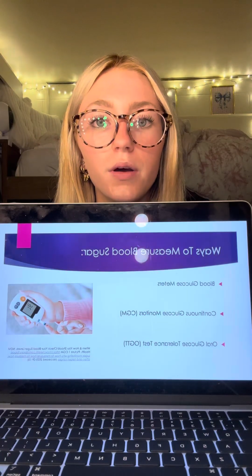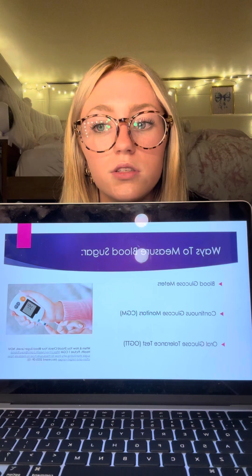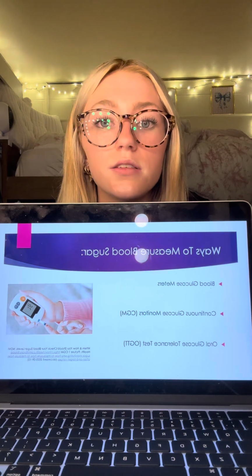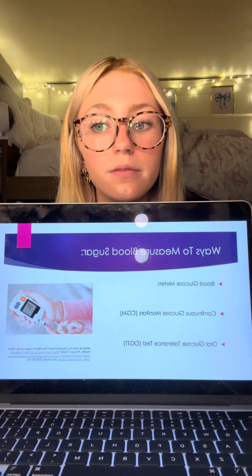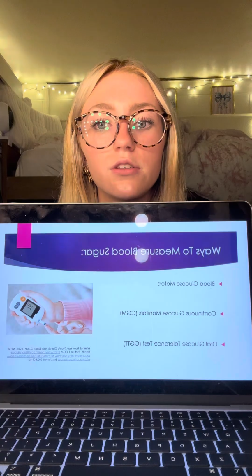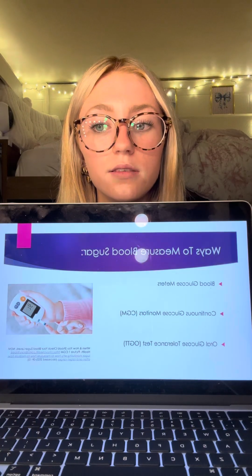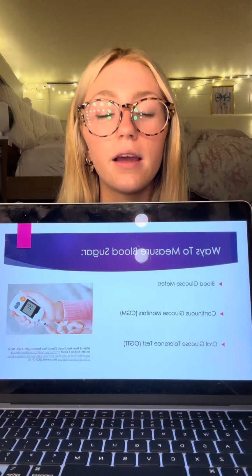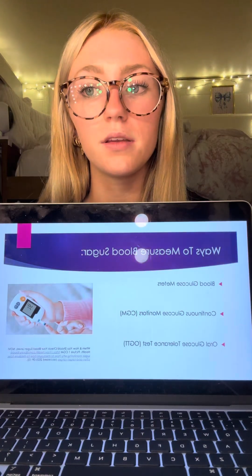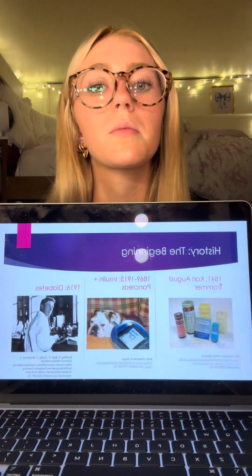The third and final way, used most commonly in the healthcare fields, is the oral glucose tolerance test, also known as the OGTT. This is a medical procedure that involves drinking a sugary solution and then getting your levels checked at intervals. This can be used to diagnose prediabetes as well as diabetes. So let's start from the beginning.